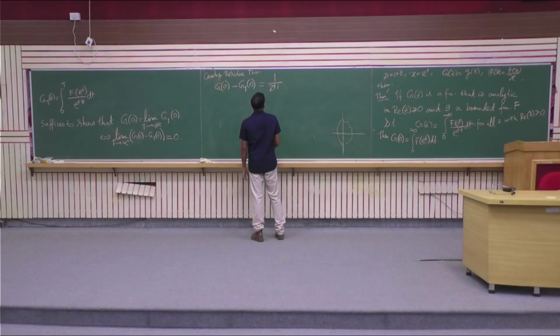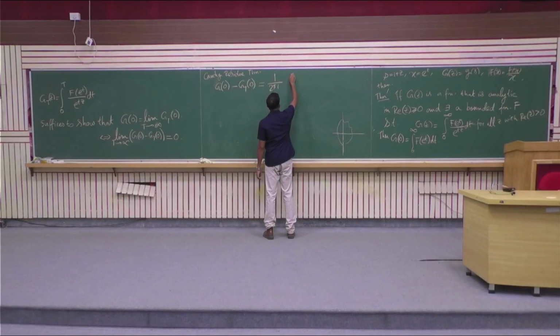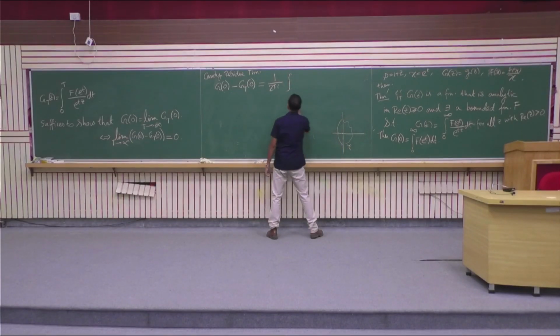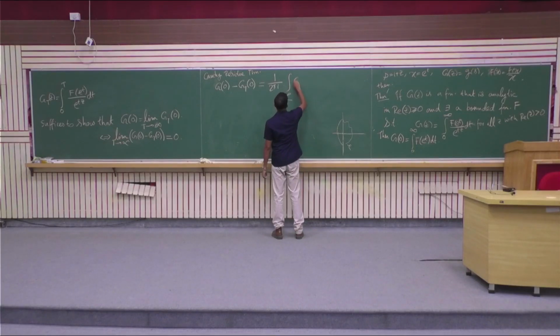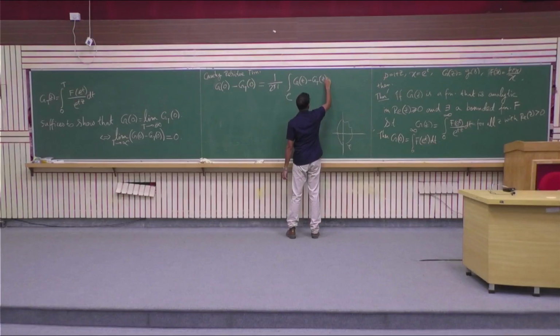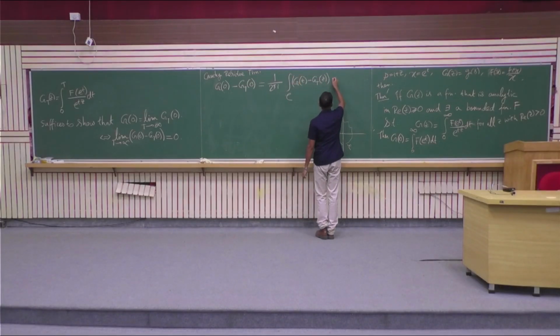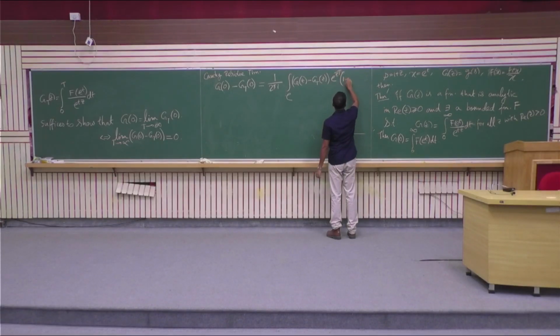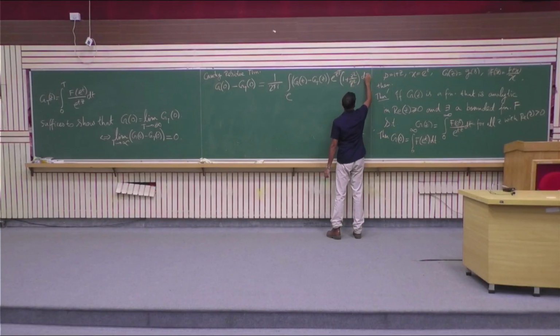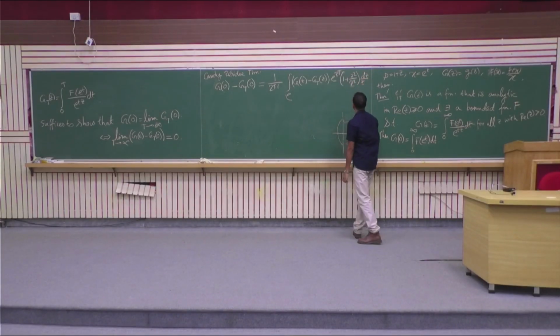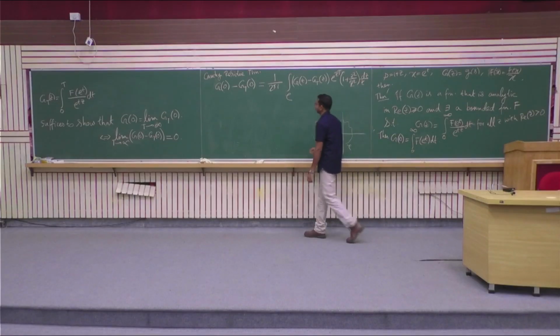Okay, so this one we are integrating over some contour C, and this is gz minus gtz, and we said that we need some kernel function here, that is e power zt times 1 plus z square by r square, by z. Okay, this is giving rise to the residue.